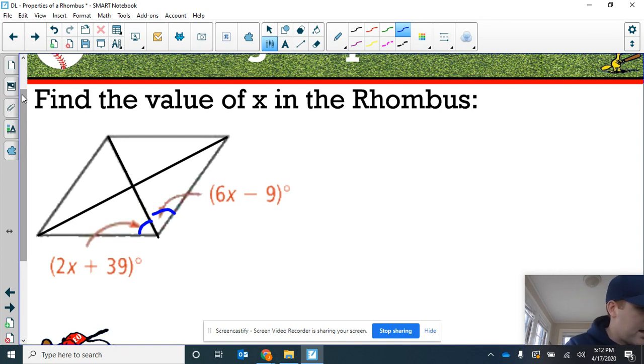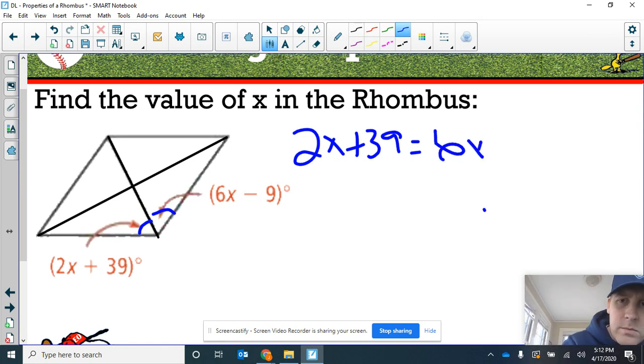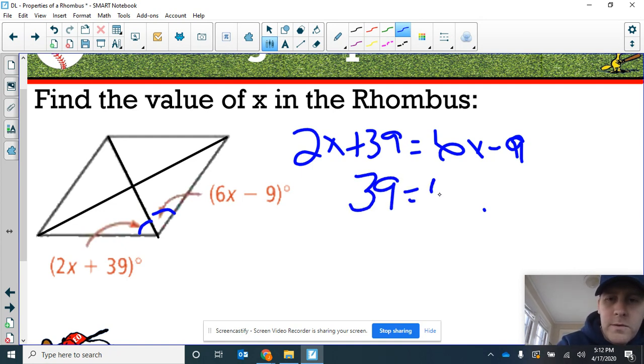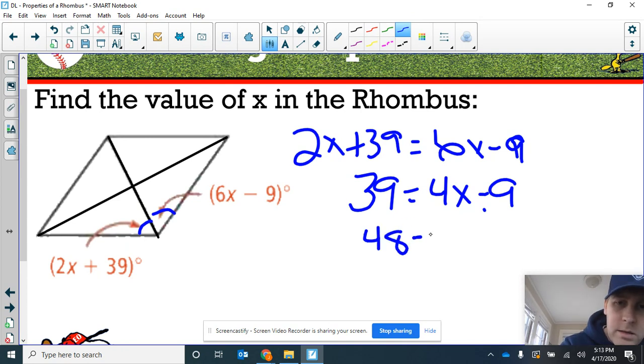So we're going to say 2x plus 39 equals 6x minus 9. Oop, that's a 9, clearly. Okay, and let's solve from there. I'm going to subtract 2x from both sides to get my x term on the same side of the equal sign. So we get 39 equals 4x minus 9. Let's add 9 to both sides and get 48 equals 4x. Divide both sides by 4, and then x is going to equal 12.